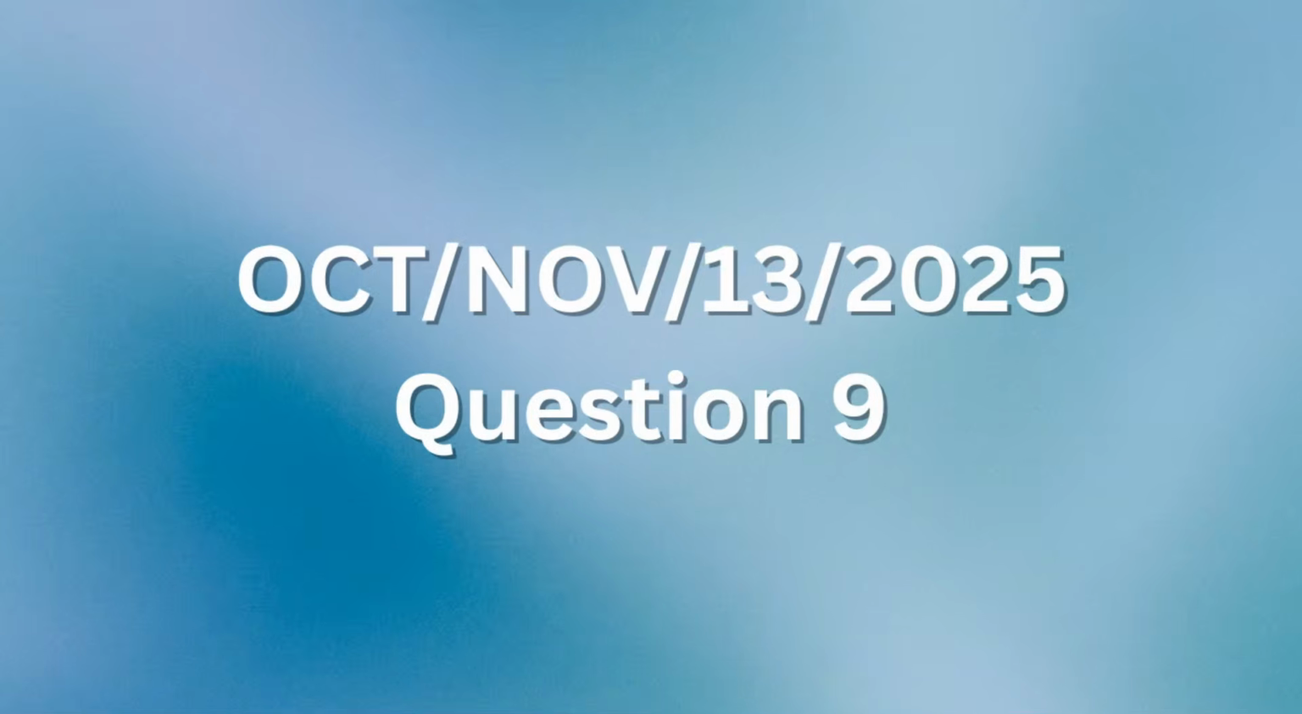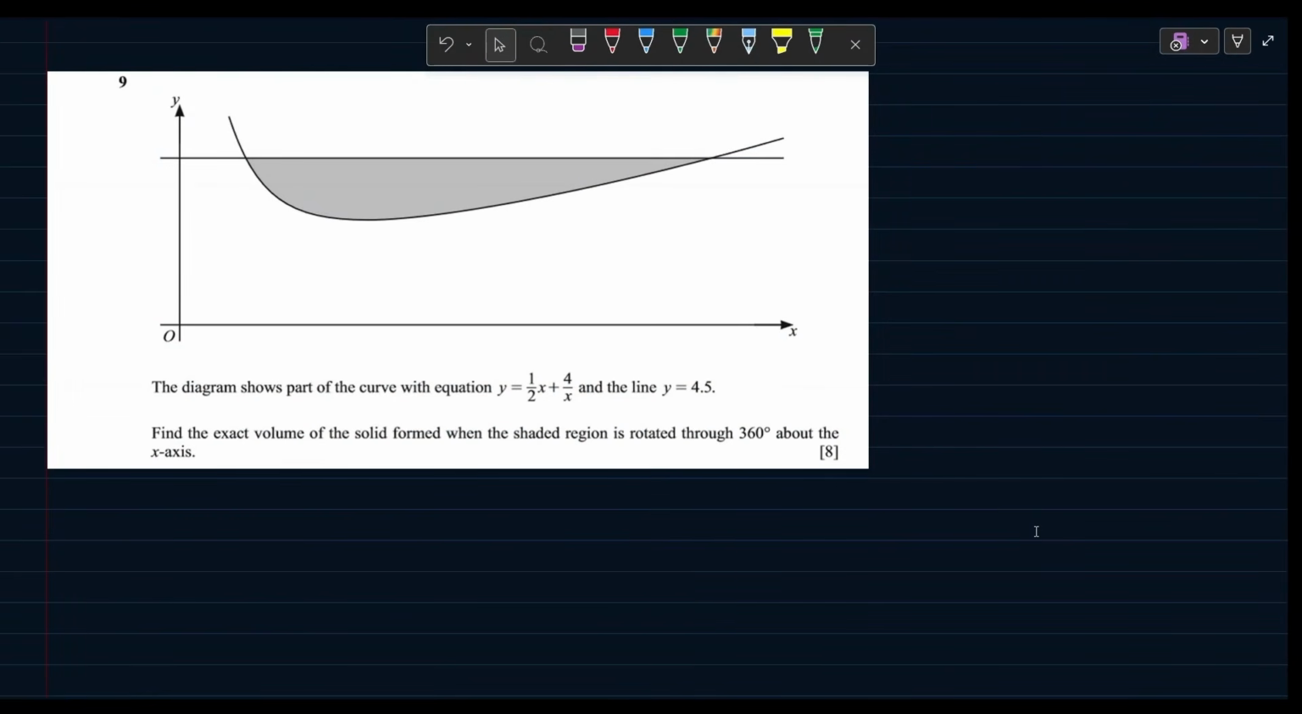What a question. Question number 9. The diagram shows part of the curve with equation y is equal to a half x plus 4 over x, and the line y is equal to 4.5. Find the exact volume of the solid formed when the shaded region is rotated through 360 degrees about the x-axis.